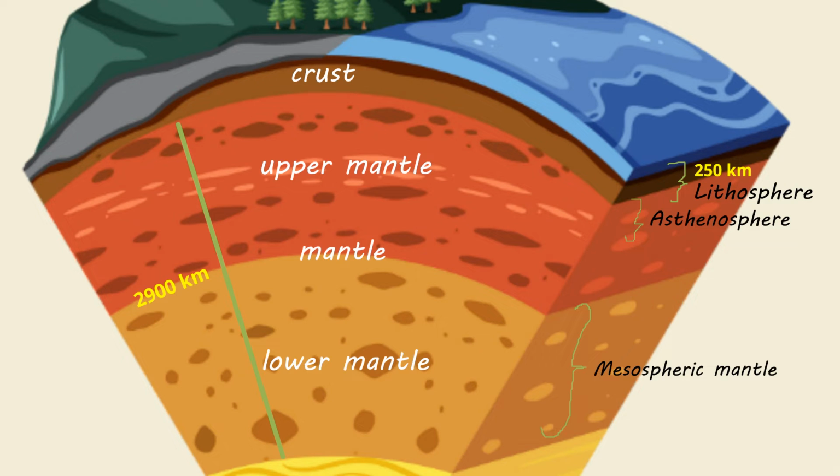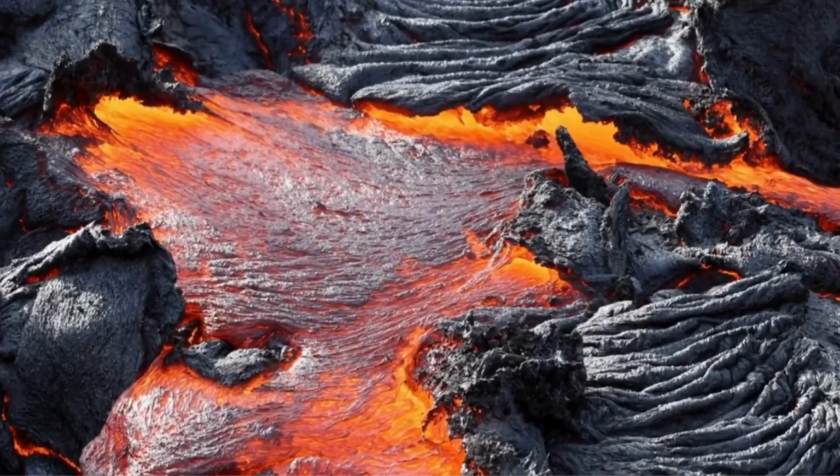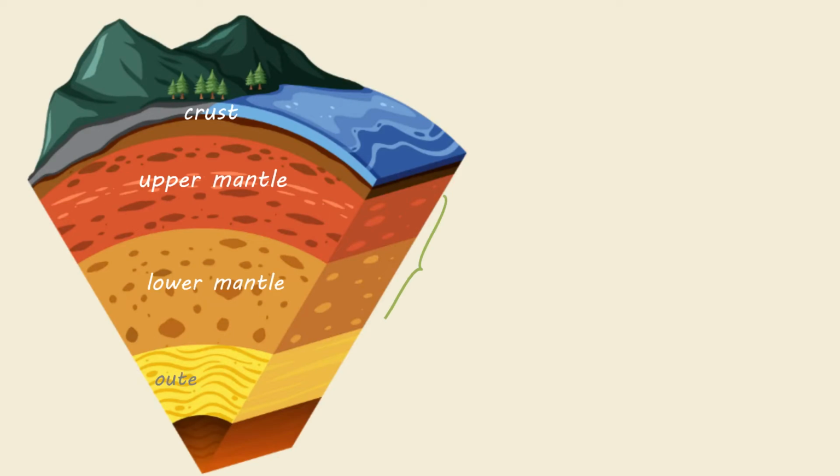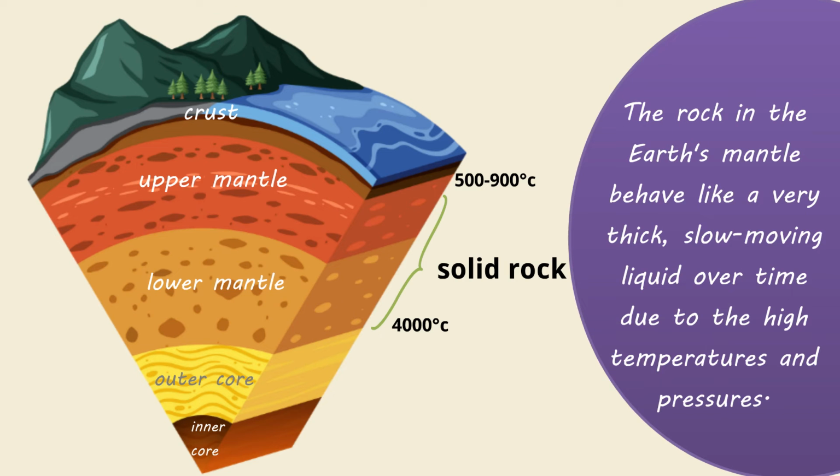The mantle is mainly composed of ferromagnesian silicates. It's not a pool of molten lava as often depicted, but primarily solid rock heated to temperatures between 500 to 900 degrees Celsius near the crust and up to 4000 degrees Celsius near the core. However, it's important to note that these temperatures can vary based on locations and depth. The rock in the mantle is subject to extreme temperatures and pressures, which can cause it to behave like a very slow-moving liquid over a long period of time.